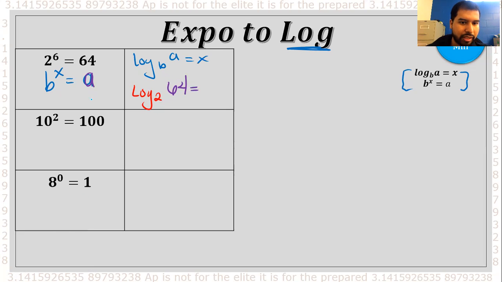Let me get right here. This is going to be 6. All right, so pretty much this is what a log is telling you: 2 to what exponent gives me 64? That's pretty much what it's saying. 2 to what power gives me 64? And the answer will be the exponent that it needs. That's pretty much the idea of a log.